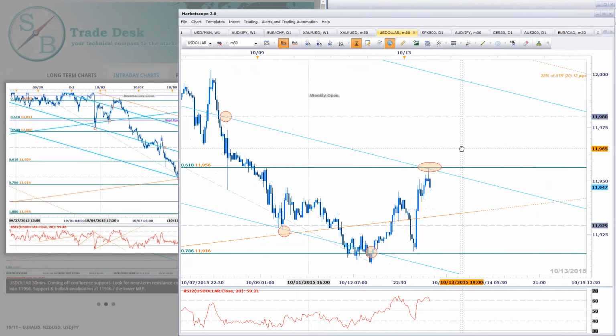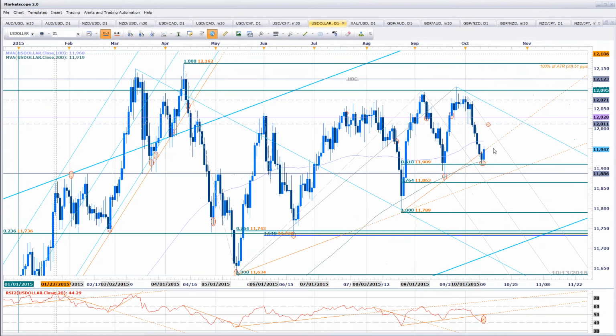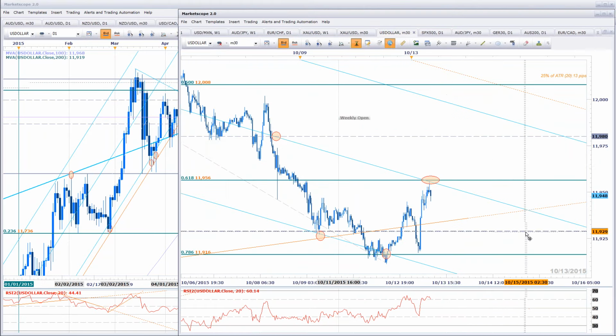If we breach above this region, you're looking all the way up into 11,980, possibly right into the upper median line parallel. So the opportunity for the dollar to show a little bit more of a strengthened rally here is definitely there if we breach the high that we made in overnight trade. That's what I'm trying to say. You also have the 100-day moving average, 11,968, a level to be mindful of. Let's mark that here too.